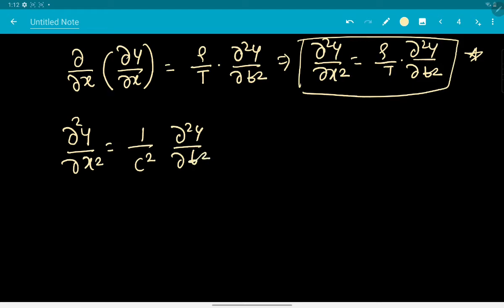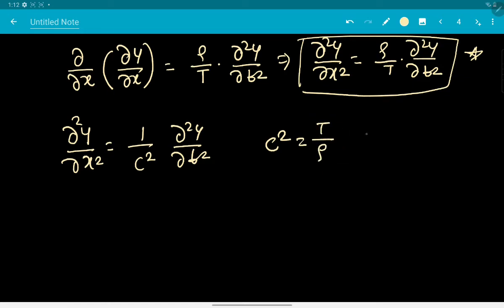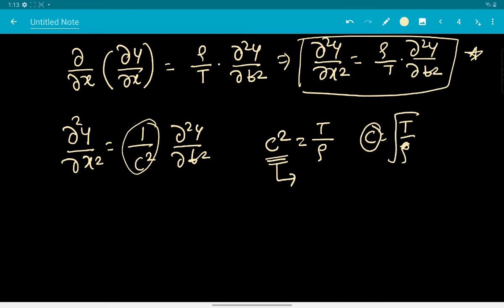Where c² is a constant equal to T/ρ, or c is equal to the square root of T/ρ. Why are we writing it in this fashion? Because c represents the velocity of the wave which is traveling along this string. However, we are not going into waves, but it is generally written in this fashion and is called the wave equation. The equation for wave and vibration is the same. However, there is a subtle difference between these two things, and we are not going to talk about that now.